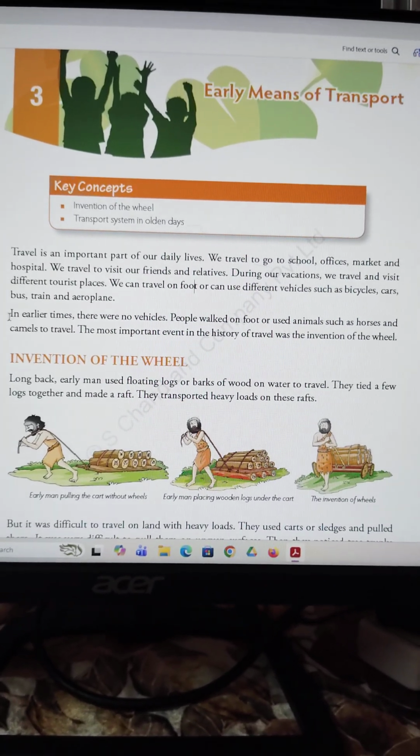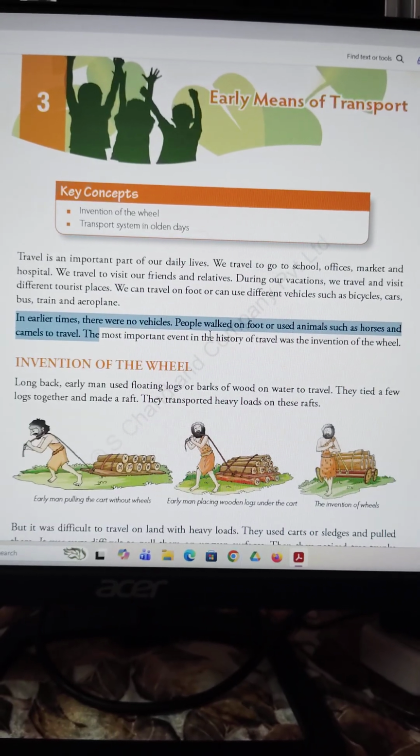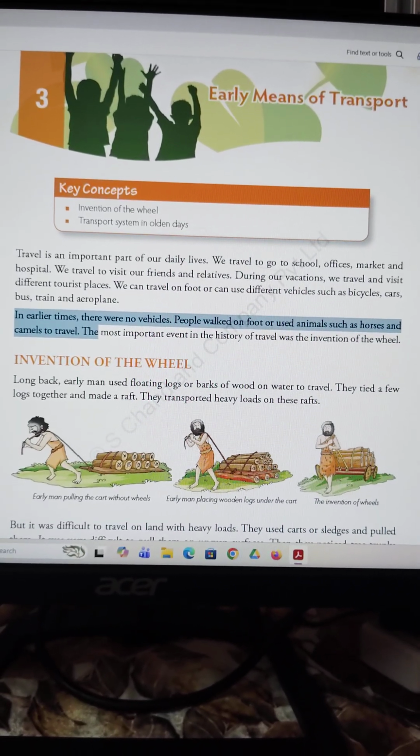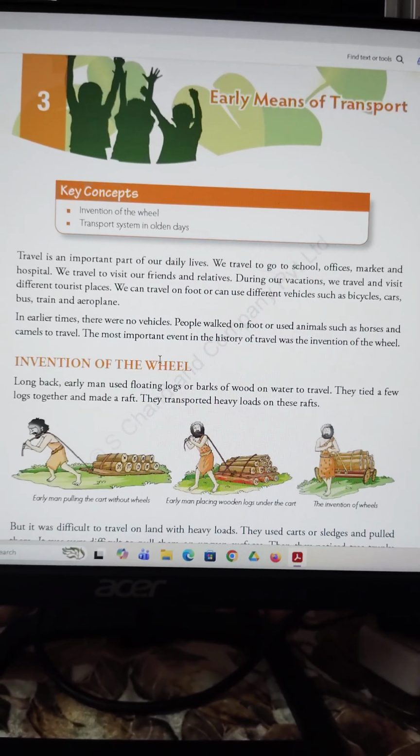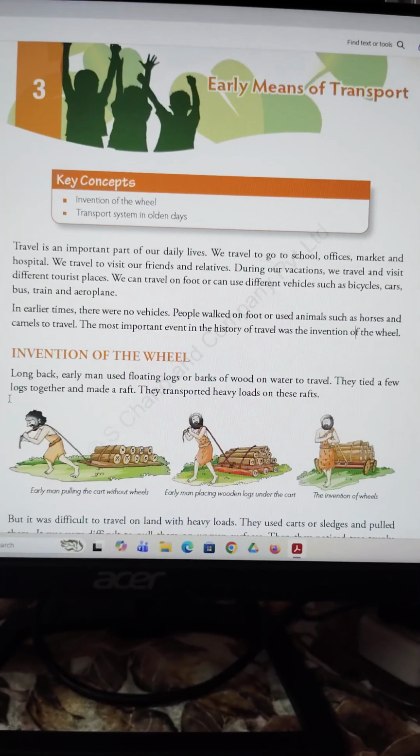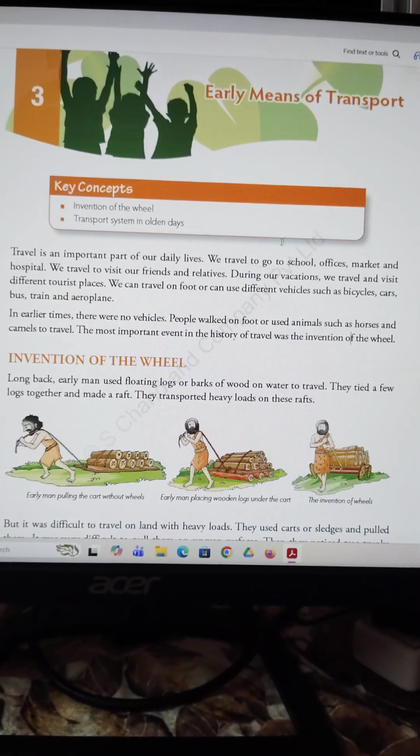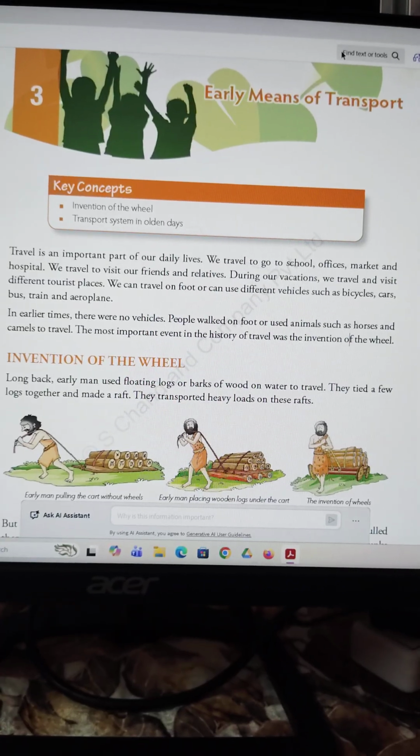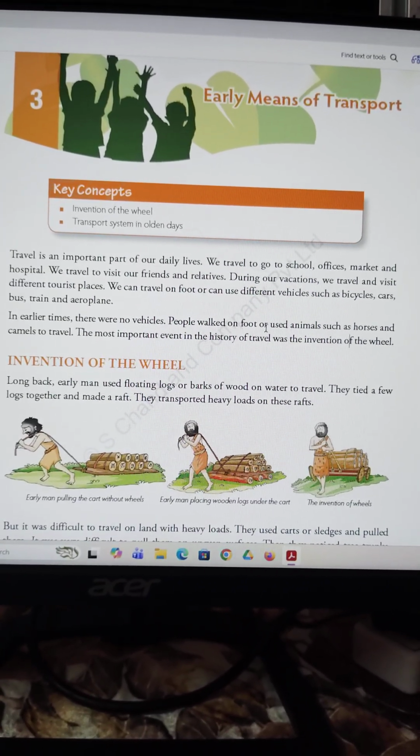In earlier times, there were no vehicles. People walked on foot or used animals such as horses and camels to travel. The most important event in the history of travel was the invention of the wheel. How did they invent the wheel?